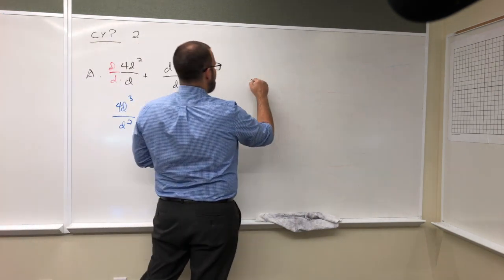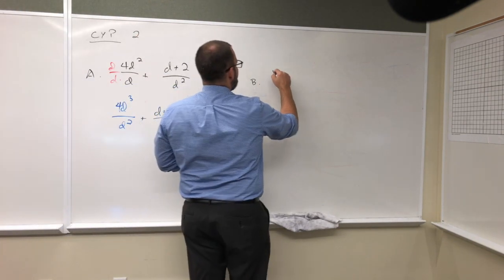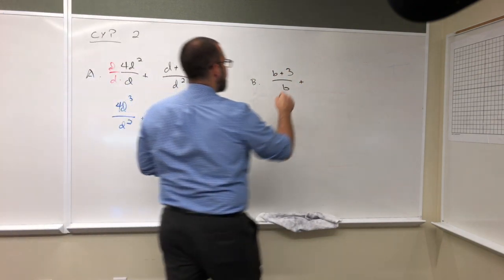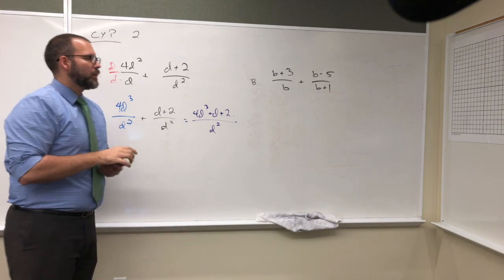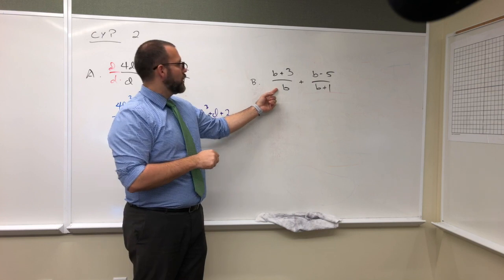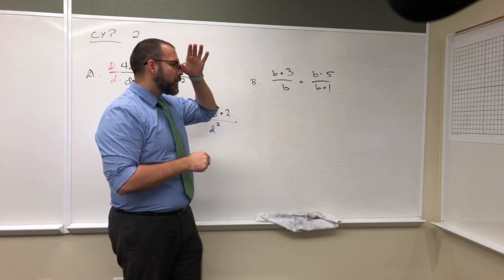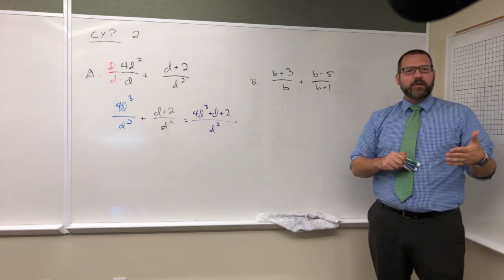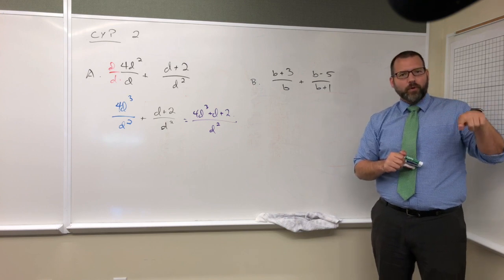Check your progress 2b. I've got b plus 3 over b, and I'm adding that to b minus 5 over b plus 1. Now it's tempting here to say, oh, the difference is that this fraction is missing a plus 1. So if I just add 1 here and add 1 here, then they'll be the same. But remember, coming up with common denominators is not about adding more numbers. If I want to add 5 over 6 plus 1 over 2, I don't say, oh, 1 over 2, if I want to put that over 6, I'm going to add 4 to the denominator.